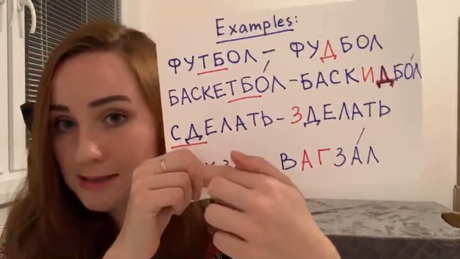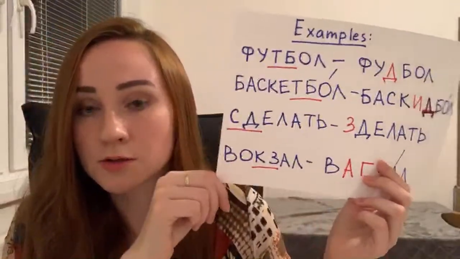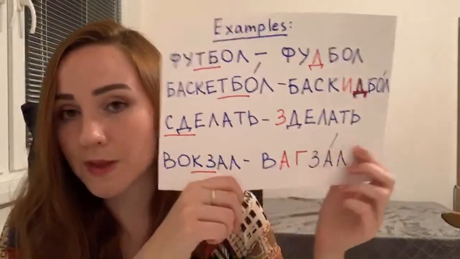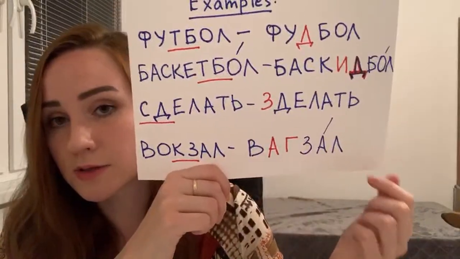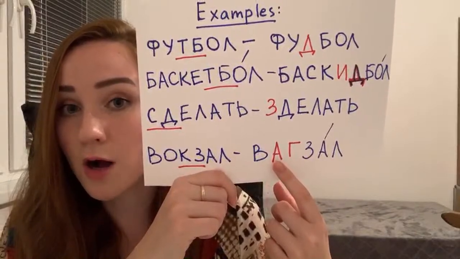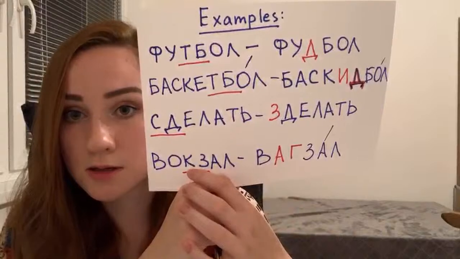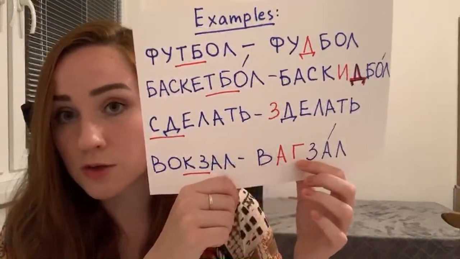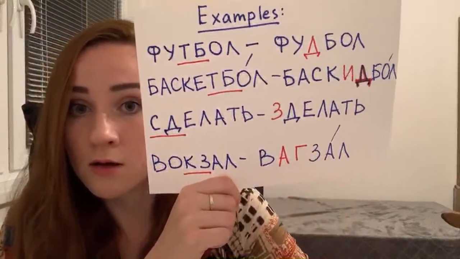Examen. Сдать экзамен. And the word train station, railway station. Вокзал. Again, two things happen here. First, the last syllable is stressed, so o turns to a. Вокзал. And this unvoiced k is followed by the voiced one, so it turns to the g. Вокзал.